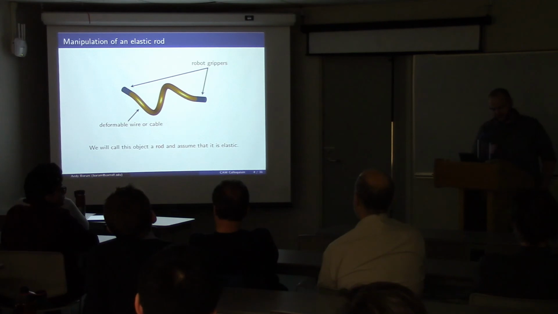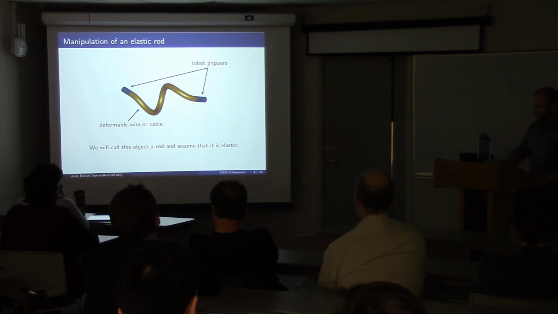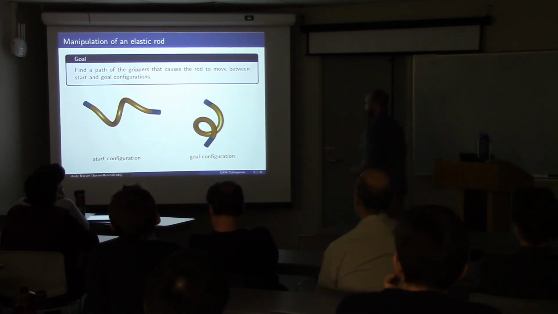We're also going to assume that this rod is elastic, which means if I bend it and then let go, it will go back to its original shape. So there's no plastic deformation. So this is the main problem we're going to solve today.